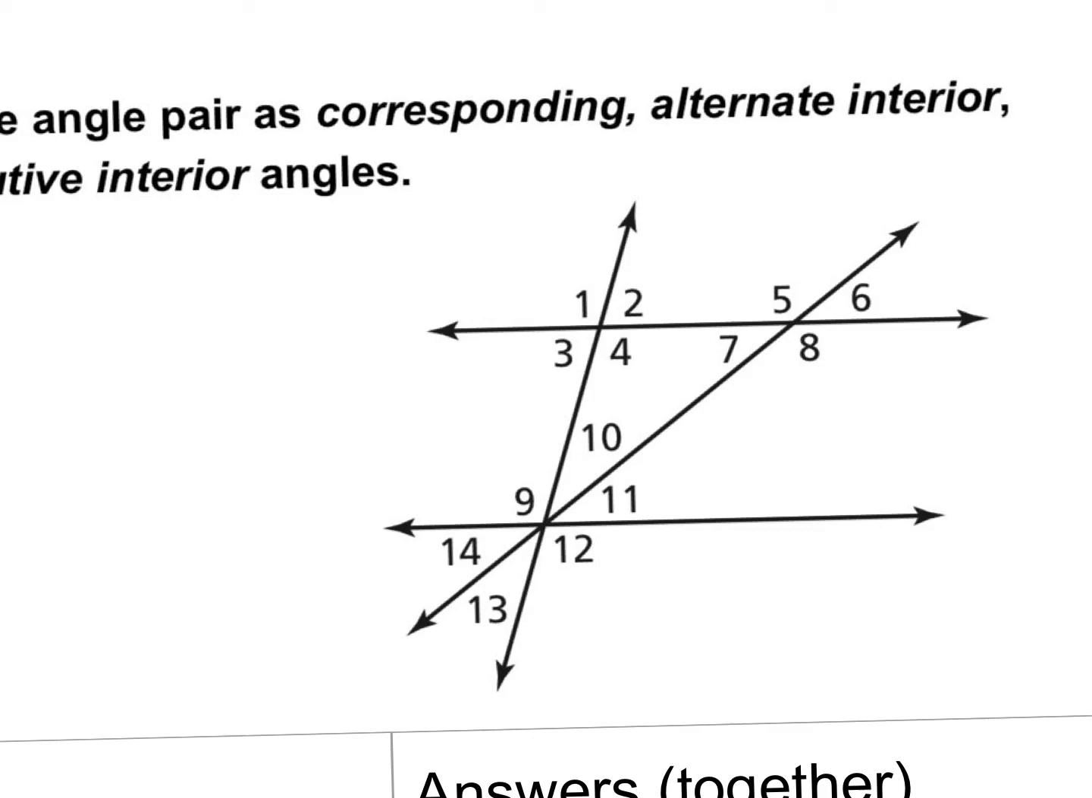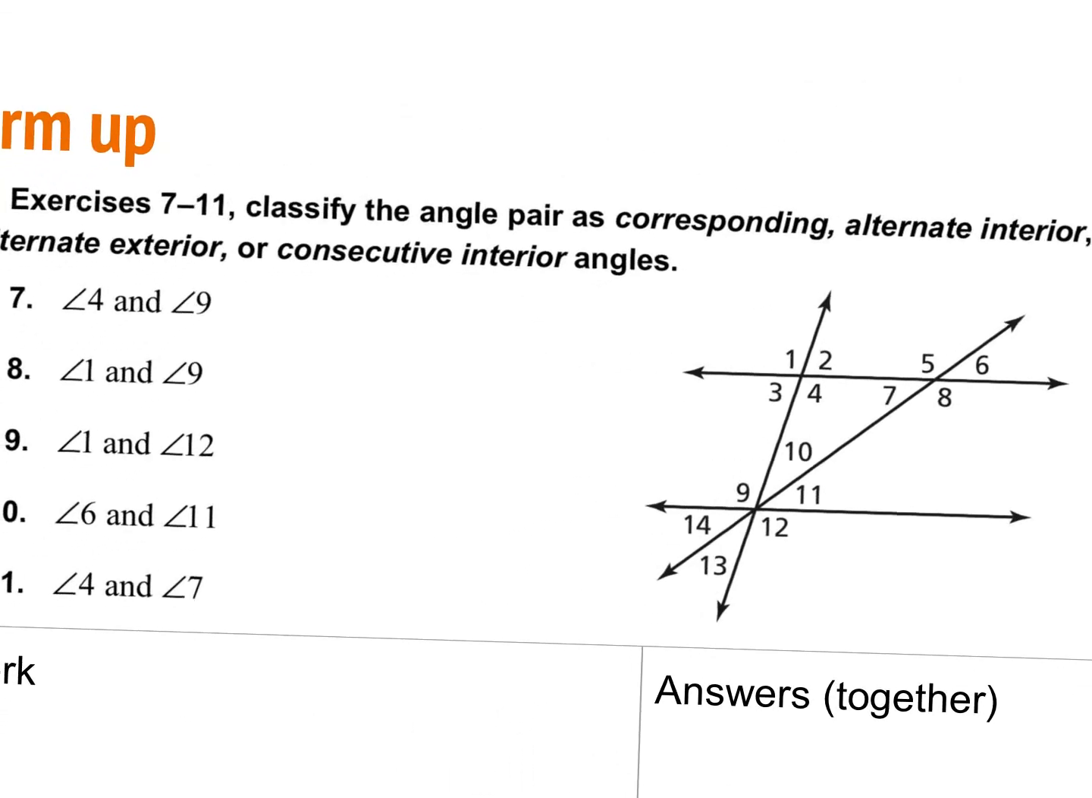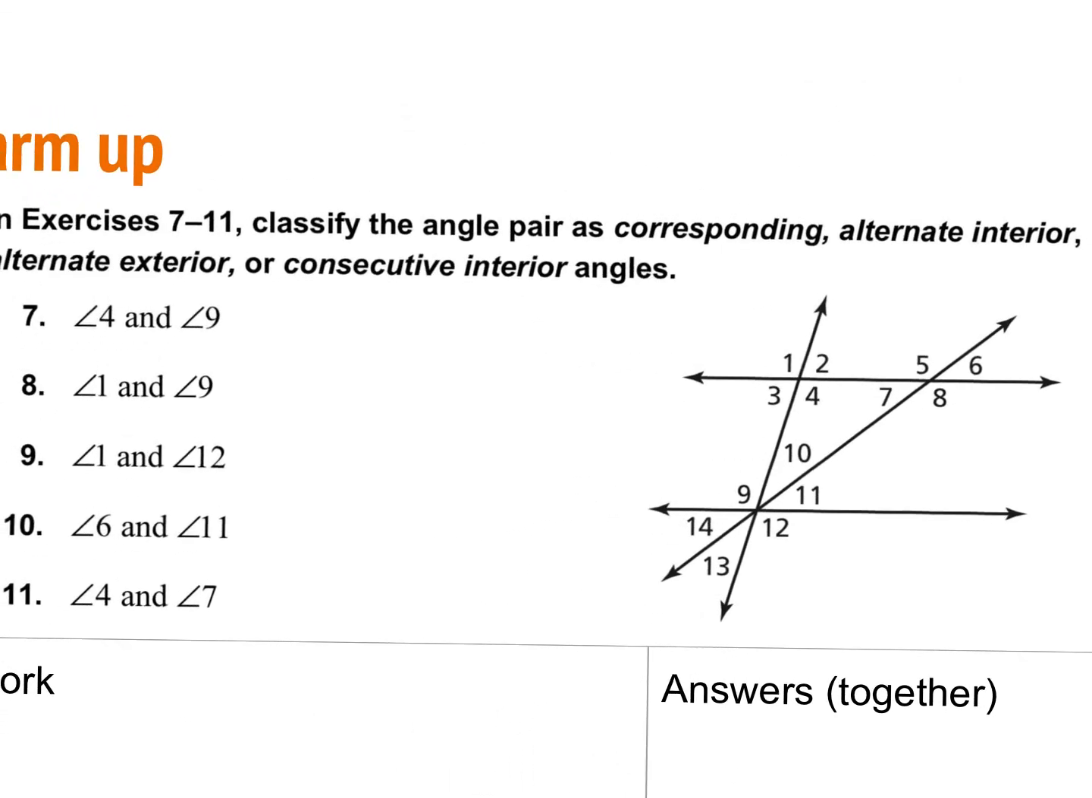Angle 9. John? They're alternate. Alternate, very good. But remember, we can't just say alternate. Hey, alternate interior. Guys, notice I'm writing out the whole thing. Interior, it matters, and then angles. Let's go. 4 and 9.